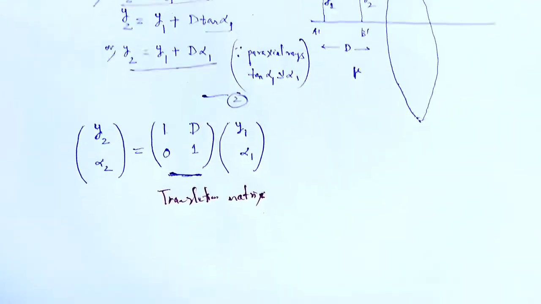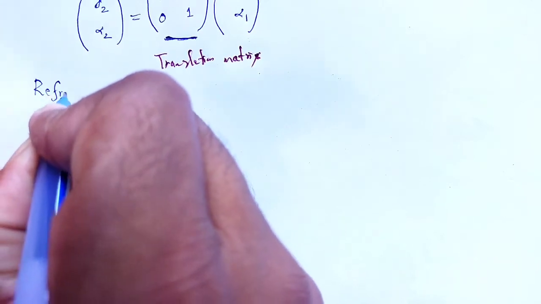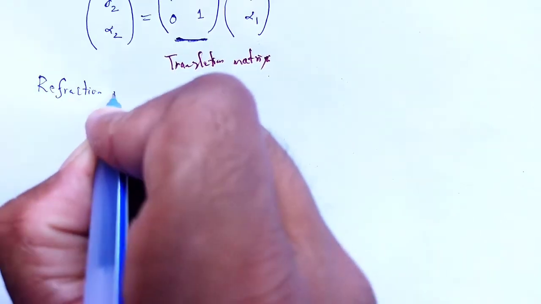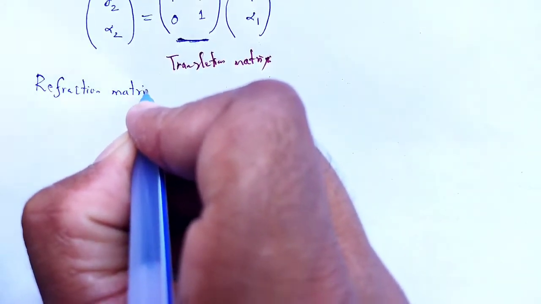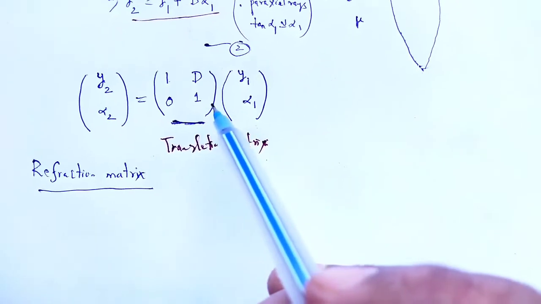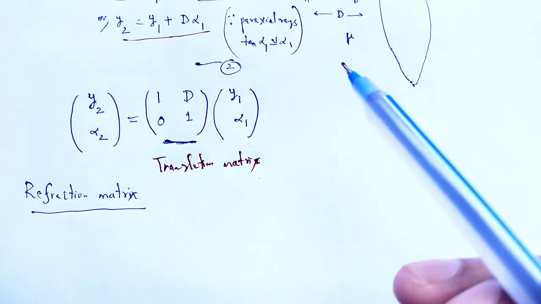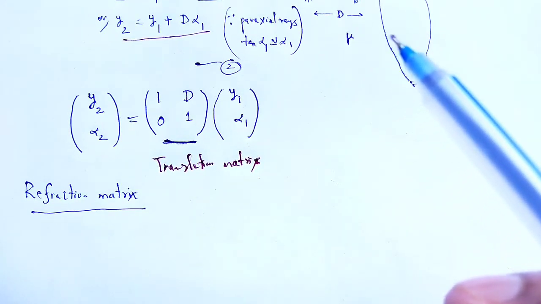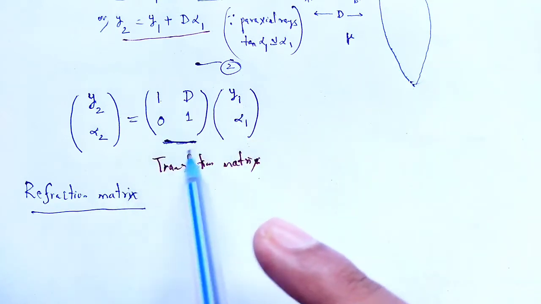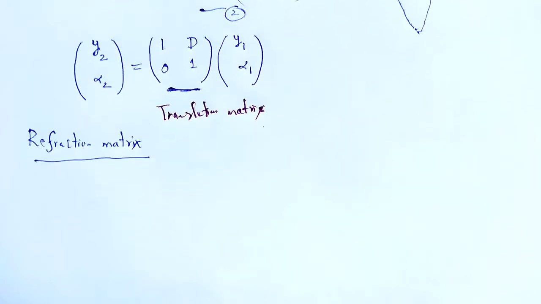Next, how to calculate the refraction matrix. That matrix is important when we calculate the system matrix for thick and thin lenses. So please remember that particular equation here. Next, the refraction matrix.